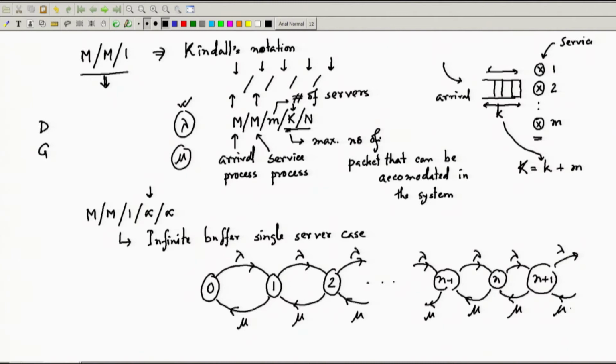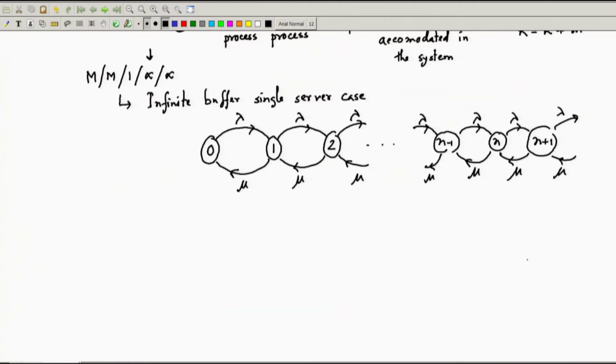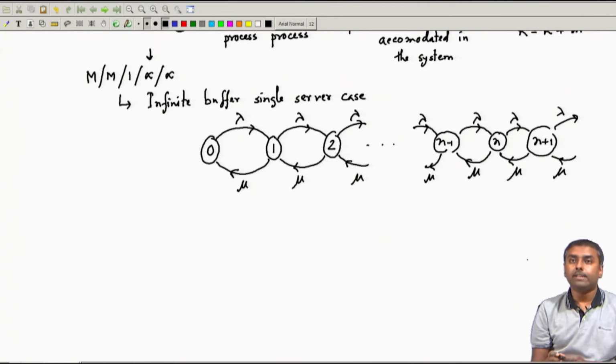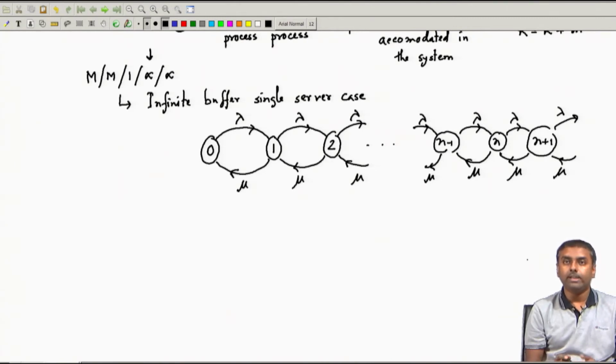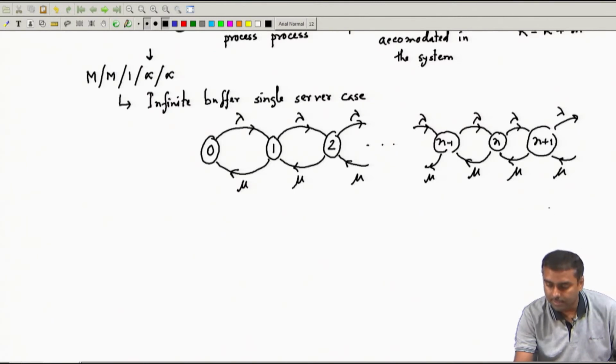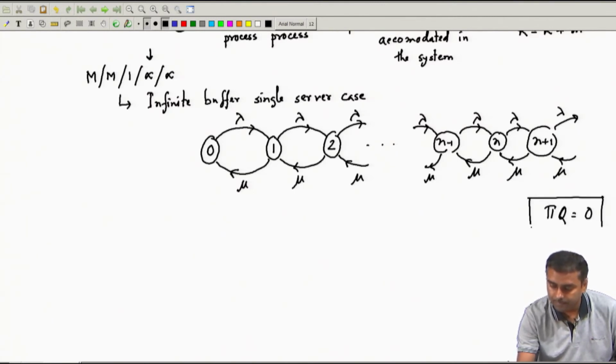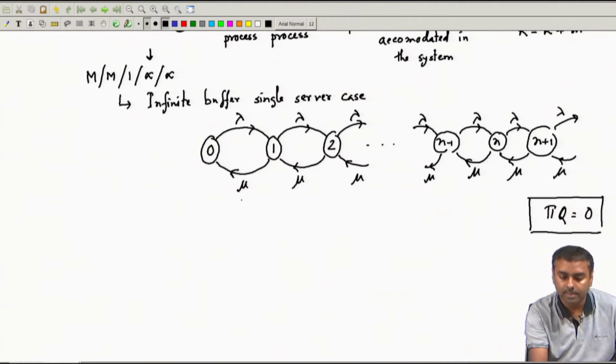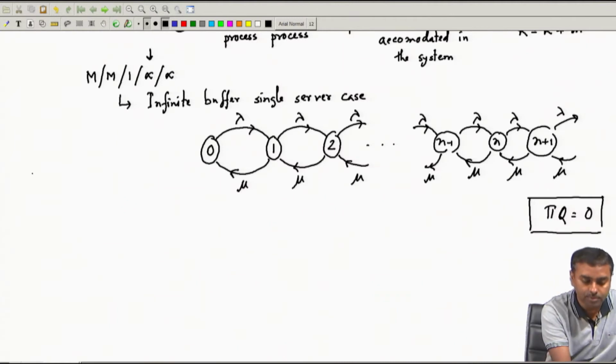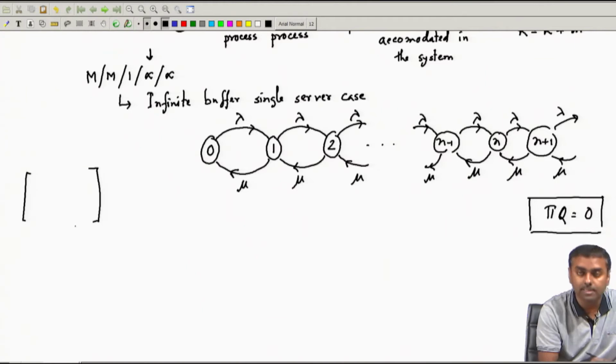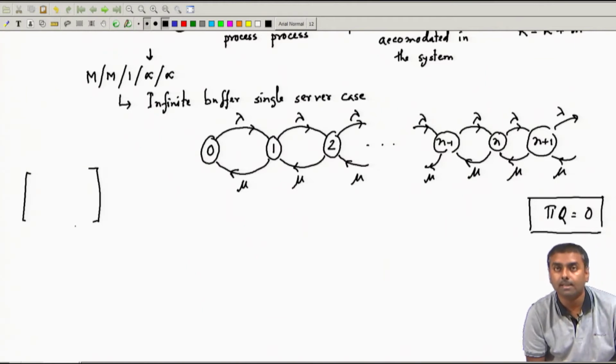Okay. Now, I have drawn the Markov chain, can I now put the set of equations? I can do it in one way, which is by writing pi Q equals 0, and then the Q matrix will be populated with this lambda and mu, the way we have discussed. It will be an infinite dimensional matrix.